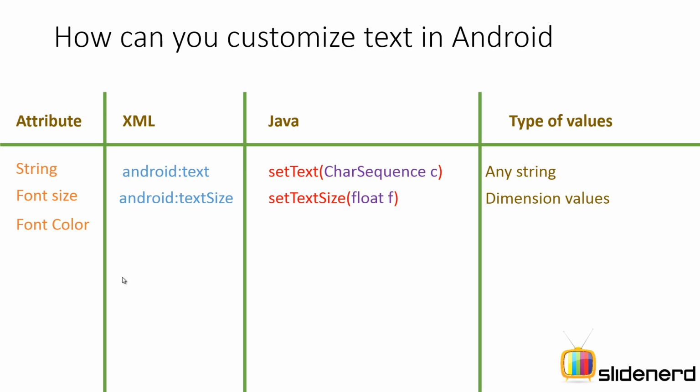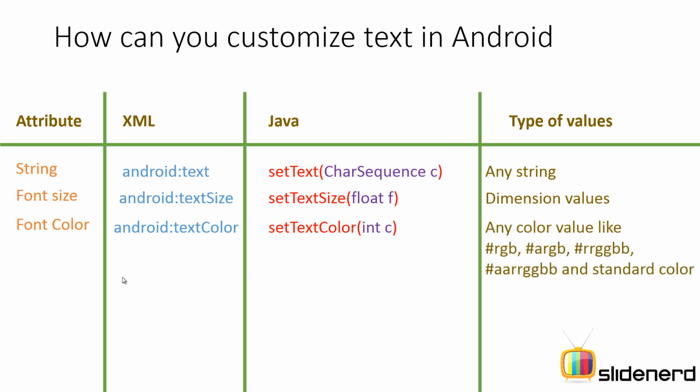And then you have your font color, which is again supplied by this Android textColor attribute in XML, and you have your setTextColor method in Java, which simply takes an integer. Now you guys are probably wondering what this integer is. Don't worry about it too much. We are going to see what the details are. And then you have values like RGB, ARGB, RRGGBB, and so on.